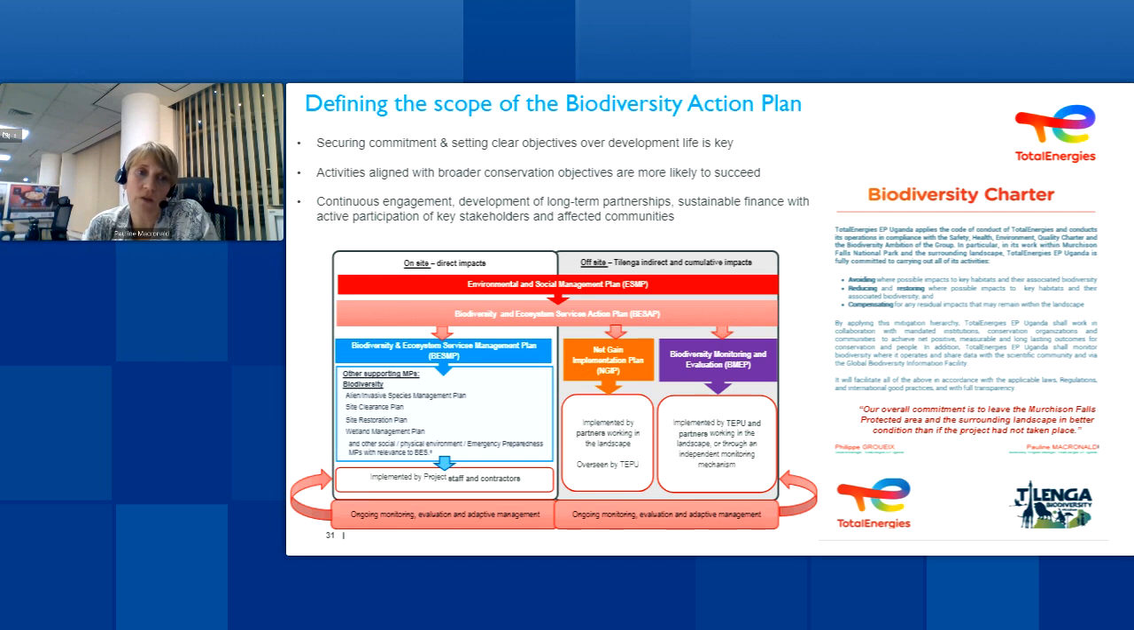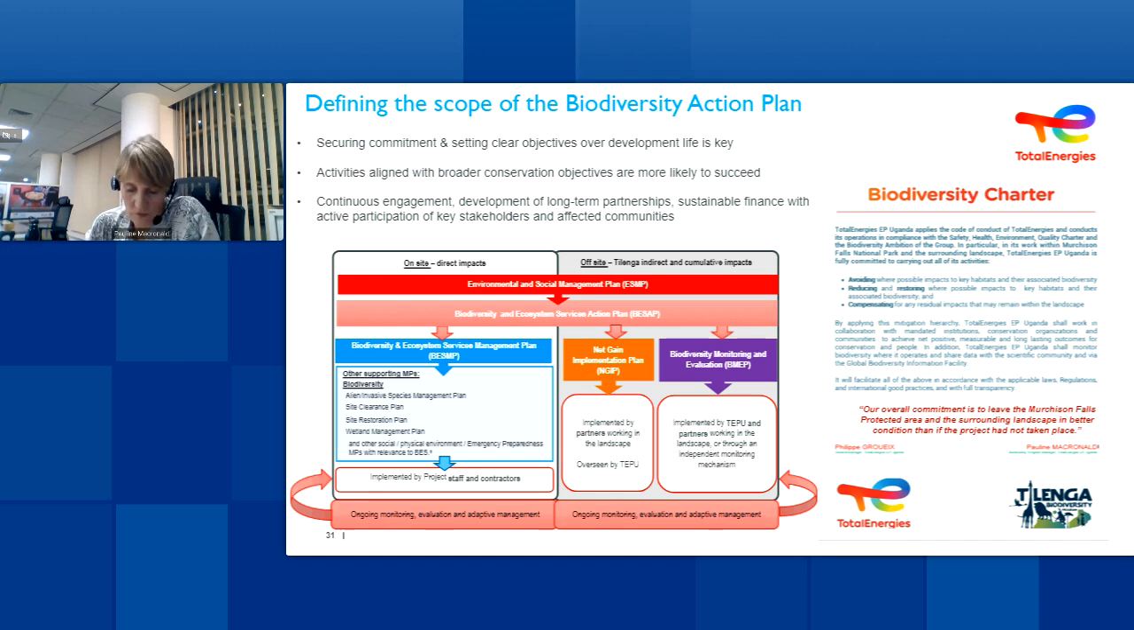It also has to be aligned with broader conservation objectives. And our experience is that they're more likely to succeed, these types of biodiversity action plans where you're offsetting in landscapes. They're more likely to succeed if it is aligned with protected area plans and also more general conservation objectives for the particular ecosystems that you're working in. And also, as I mentioned earlier, continuous engagement, development of long-term partnerships with conservation groups, with NGOs and with communities is really important.